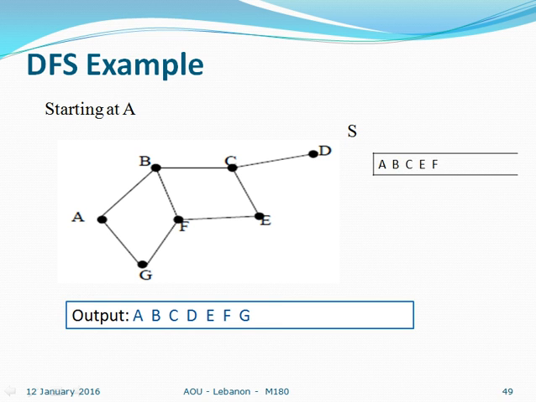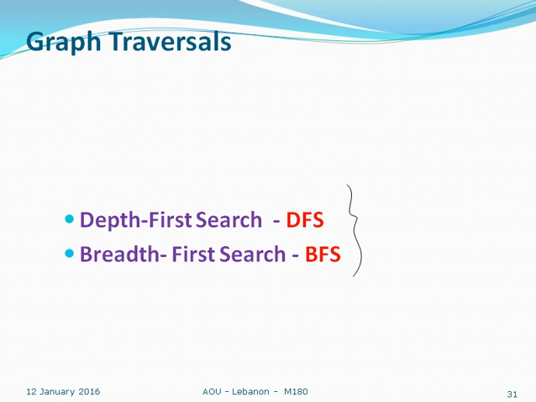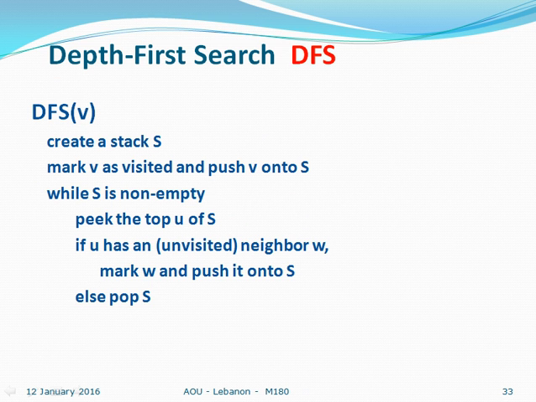Now look into the algorithm of it. Create a stack S, mark V as visited and push V onto the stack, that is A. We have started in our example with A. And while S is not empty, pick the top of S, that is the vertex which is on the top of the stack.